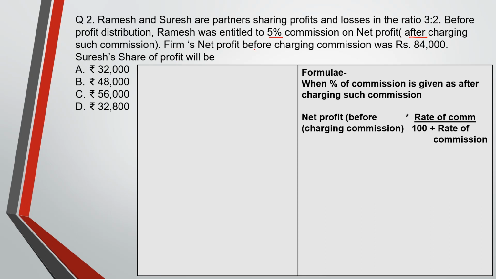Further, the firm's net profit before charging commission was 84. So this is the net profit of the firm before you have deducted the commission which was due to Ramesh. What have they asked?